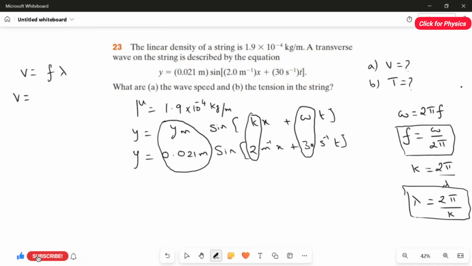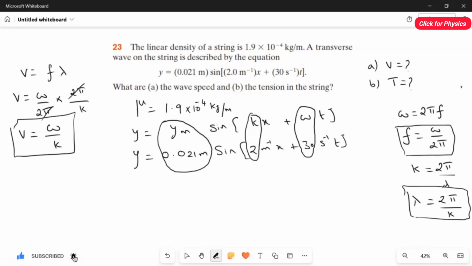In place of frequency I substitute omega over 2 pi, multiplied by lambda, which is 2 pi over k. The 2 pi cancels with the 2 pi, so we can use the formula v = omega over k. Now I'm going to use this formula for the first part, where they ask you to find the wave speed. So in part A, the wave speed is given by v = angular frequency divided by angular wave number.